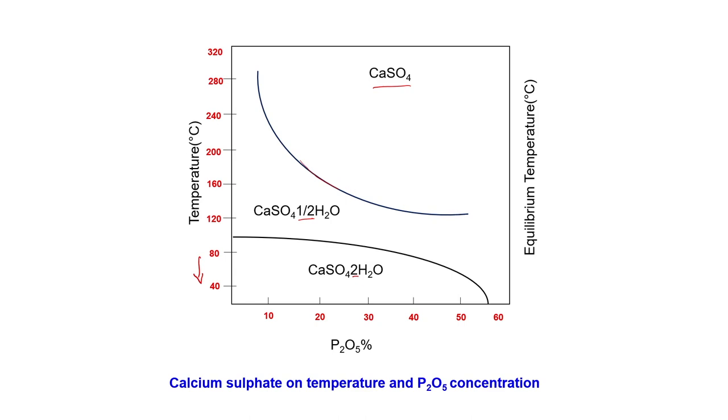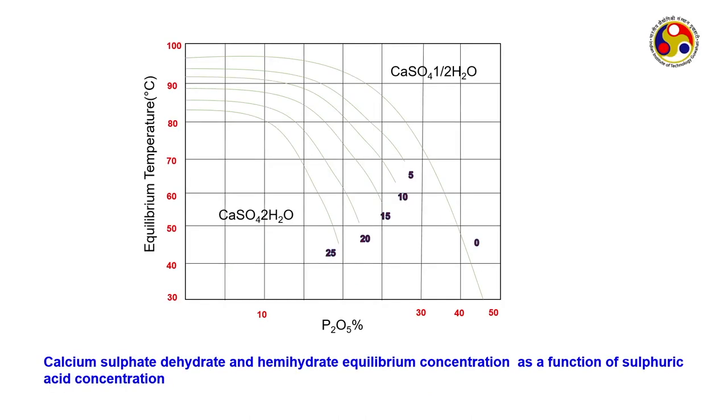So this is the way usually you proceed with the reaction. The industry will decide upon the economics of the process whether to go with hemihydrate or dihydrate. Now this is the equilibrium temperature. Initially you got the plot with respect to temperature and percentage P2O5. Now what is the relation of the sulfuric acid concentration? If you see, several lines are drawn. These are the sulfuric acid concentrations, meaning what percentage of concentrated sulfuric acid you want to provide, which will govern the formation of hemihydrate or dihydrate.